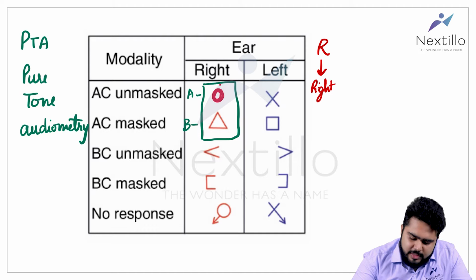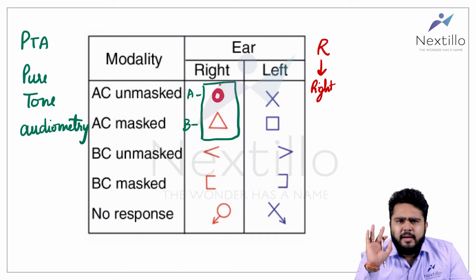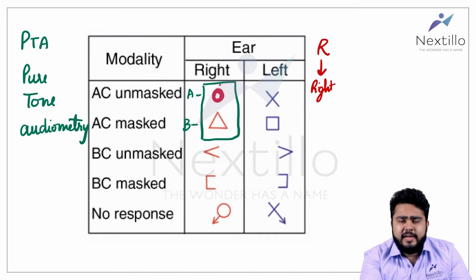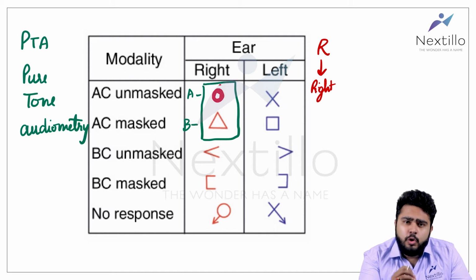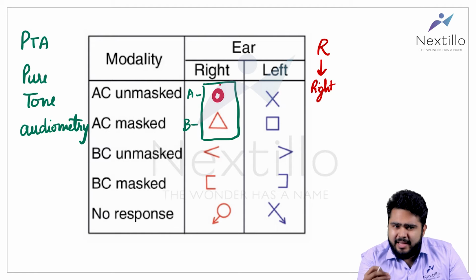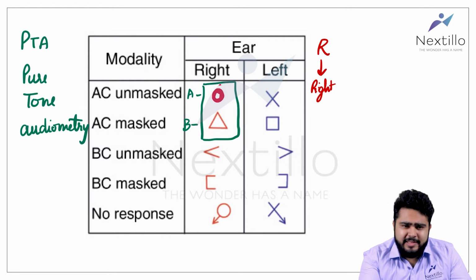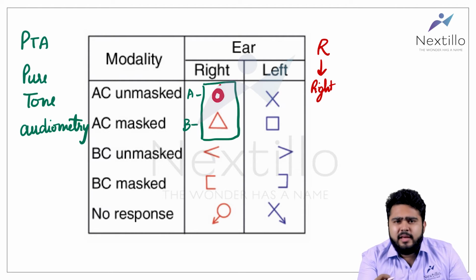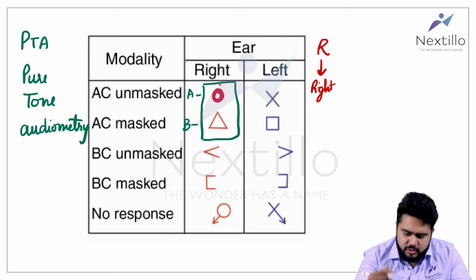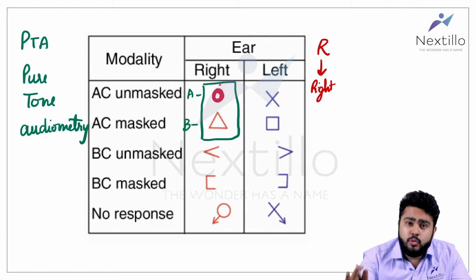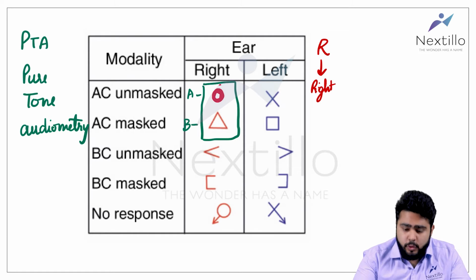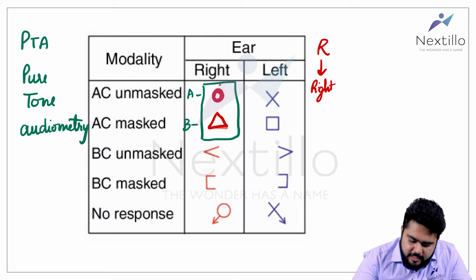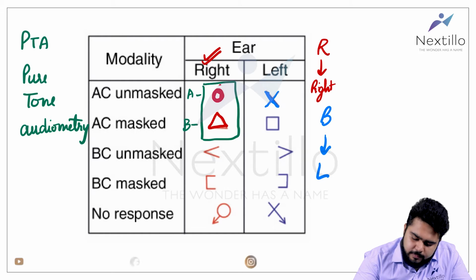If they ask what this symbol stands for, you have seen red, it means you should know this is the right side. So if you have 4 options where 2 options say right side air conduction, one says right side bone conduction, one says left side air conduction, one says left side bone conduction, at least you can eliminate the first 2 options. So you still have a chance of scoring. See, any red color is always for the right. Whenever there is blue color, it is always for the left.